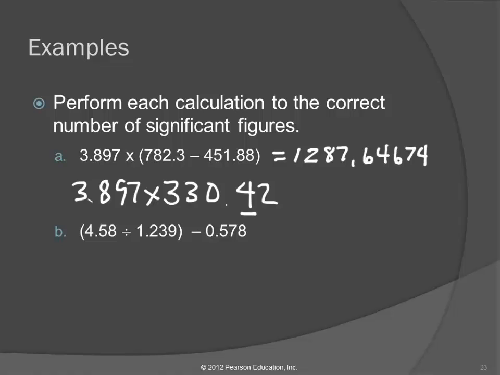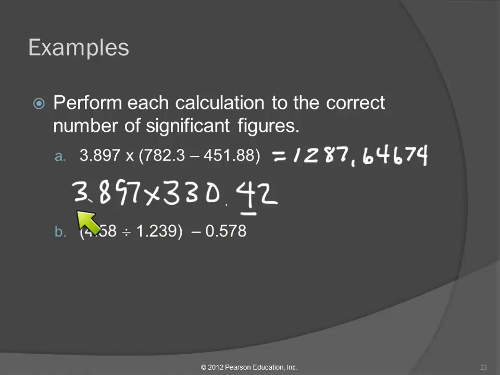1287.64674. Anybody else get that? Good. Okay, so we have to address how many significant figures that answer has. Well, we're going to look at where it came from. It came from multiplying this number and this number, right?